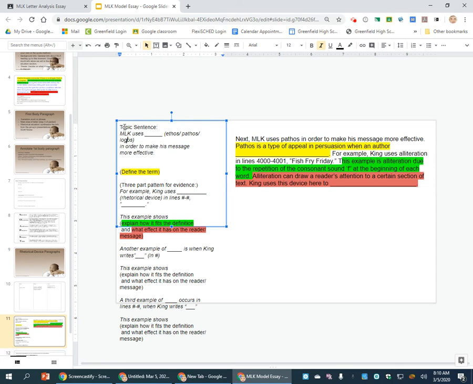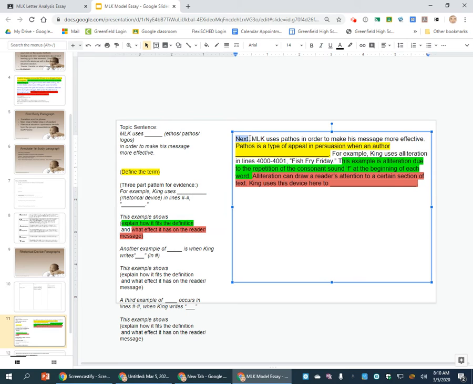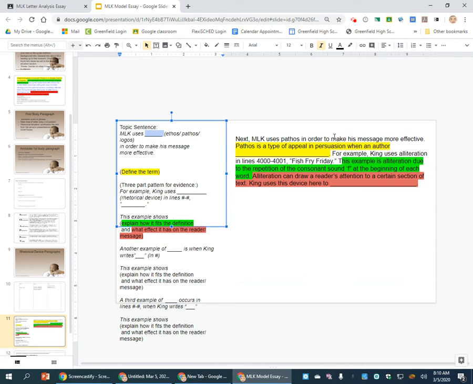Here's the graphic organizer from class. You had this information on the left side and then space on the right to write. And so I just brought it here and highlighted it to help you see how I've started this body paragraph. Topic sentence. I give you a sentence frame. You just need to fill in the blank. You're more than welcome to use this sentence frame. Here it is. Transition phrase. Next, MLK uses pathos, just filled in the blank, in order to make his message more effective.